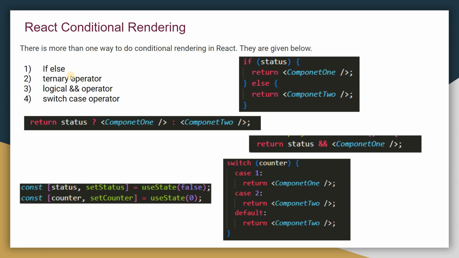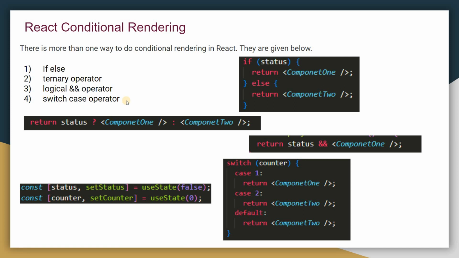By using the ternary operator, we can also display or hide a particular section in our React component. This is the ternary operator, this is the question mark, and this is the colon. If the status is true, it means that component 1 will be loaded, and if the status is false, it means that component 2 will be loaded. So we can use the ternary operator as well for conditional rendering in our React component.